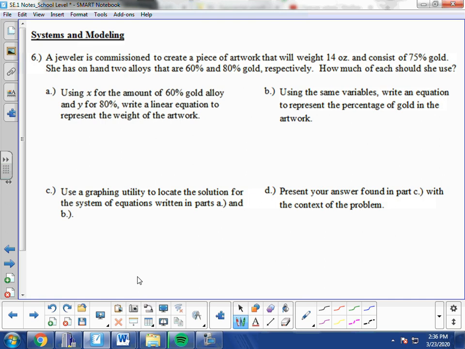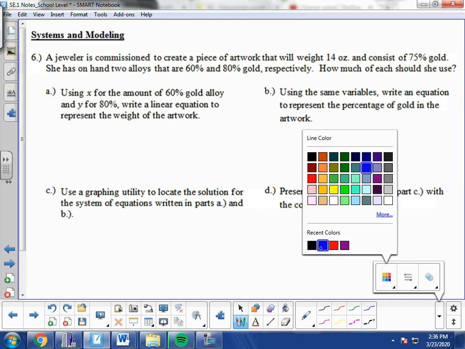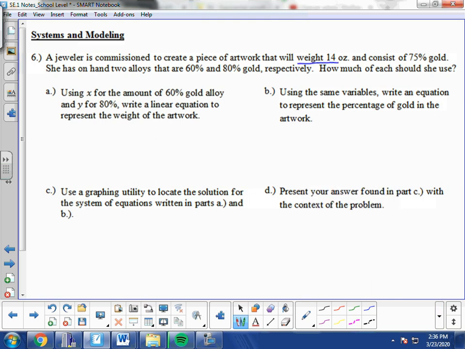Well, what we know about the weight of the artwork, if I go back to the original problem, is at the end it has to be 14 ounces. So whatever she uses of 60% X and whatever she uses of 80% Y, that has to equal 14. It says using the same variables, write an equation to represent the percentage of gold in the artwork. Well, this is a little bit more complicated. What we have to take into account here is both weight and percent. So at the end, this should be 14 ounces, and it should be 75% gold.